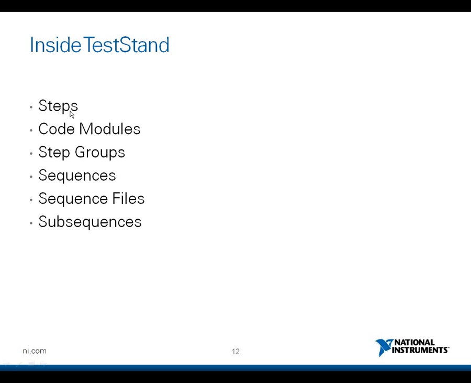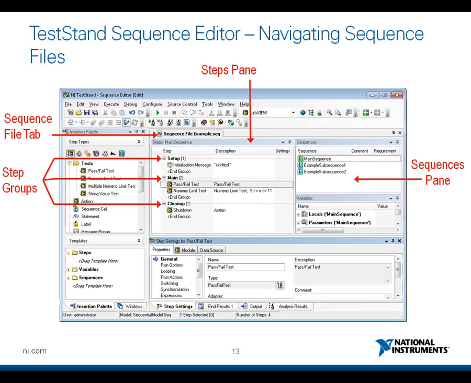So we have discussed steps, which are independent steps executed sequentially. These steps are divided into 3 step groups. Each step may or may not call a certain functionality using a code module written in another language. Multiple steps together make up sequences. Sequences are saved in a sequence file, and within the same sequence file, you can have multiple sequences. When one sequence calls another sequence, it is a subsequence, very similar to a sub-VI in LabVIEW.